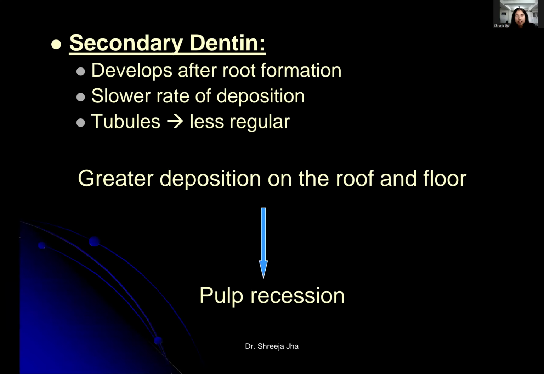Now, what is secondary dentine? It develops after root formation. Before root formation was the primary; after root formation is the secondary. Here the rate of deposition is slower, the tubules are less regular, and there is greater deposition on the roof and floor, which results in pulp recession.